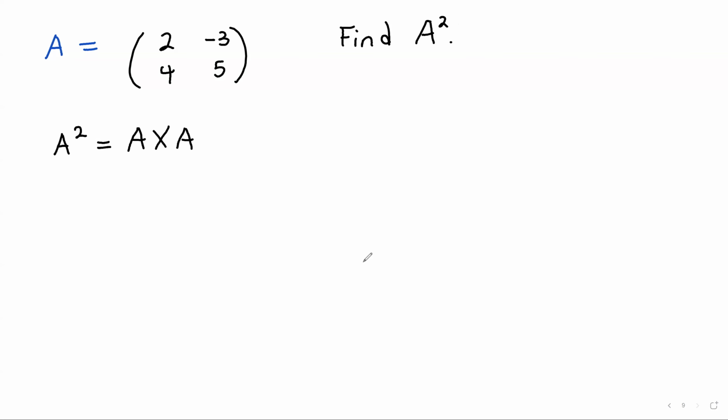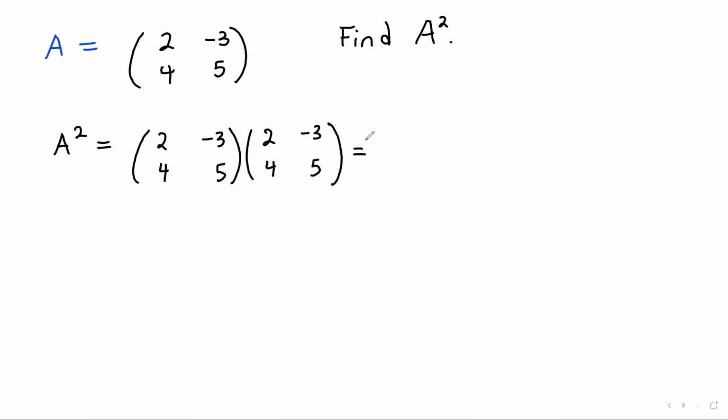So A squared would actually be 2, -3, 4, 5 times 2, -3, 4, 5. That's what A squared will be. You have to actually multiply the entire matrix by itself, not just square each term inside there. All right, so let's go. This would be, well, row 1, column 1. So it will be 2 times 2 plus -3 times 4.